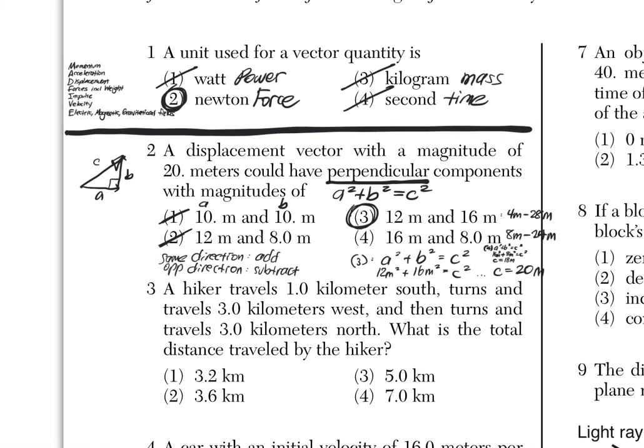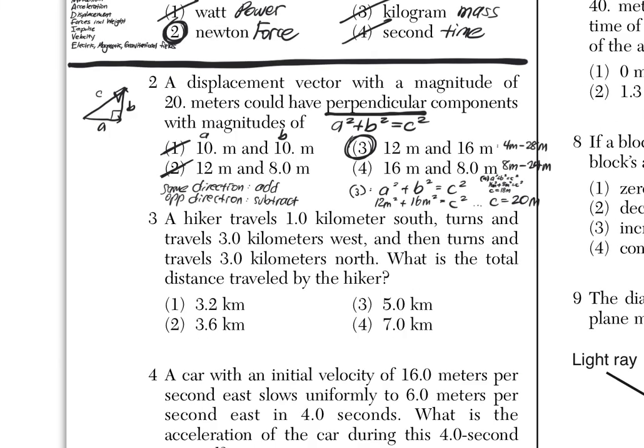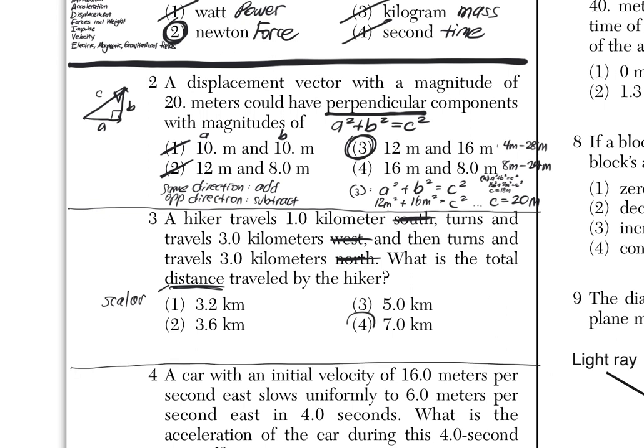All right, next question. Okay, number 3, we have 1 kilometer south, 3 kilometers west, 3 kilometers north. What is the distance traveled by the hiker, not the displacement? So distance is a scalar, and we simply add it up. So I don't care about south, I don't care about west, I don't care about north. I just say 1 plus 3 plus 3. That is 7 kilometers. Choice 4.